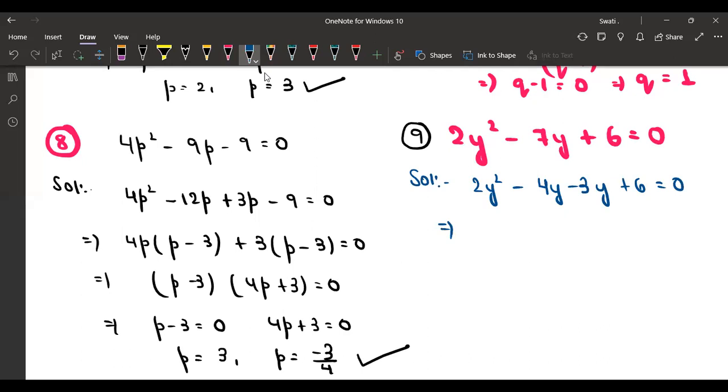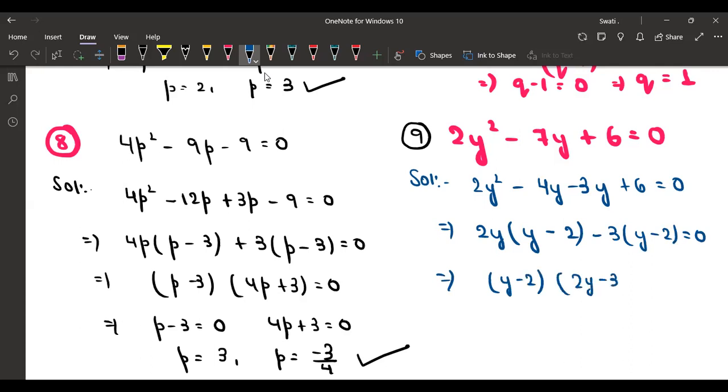Now from the first two terms, I'll take 2y common. So 2y into y is 2y square, and 2y into 2 will be 4y. Here I'll take minus 3 common. So inside the bracket we have y minus 2 equals 0. And now I'll take y minus 2 common. So I'm left with 2y minus 3 equals 0.